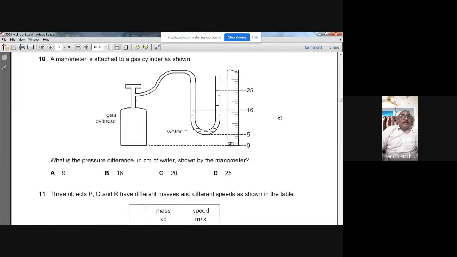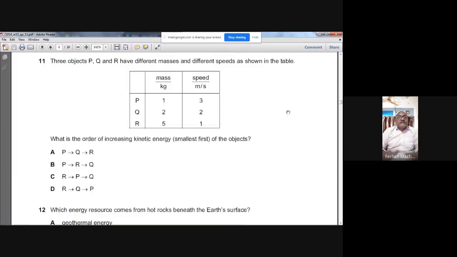Okay, question number 11. Three objects P, Q, and R have different masses and different speeds as shown in the table. The mass is given and the speed is given. What is the order of kinetic energy? So this is a little calculation. He's talking about the kinetic energy. You should know the formula for the kinetic energy. The kinetic energy formula is 1 by 2 mv square, half mv square, or mv square divided by 2. So we have to do a little calculation.